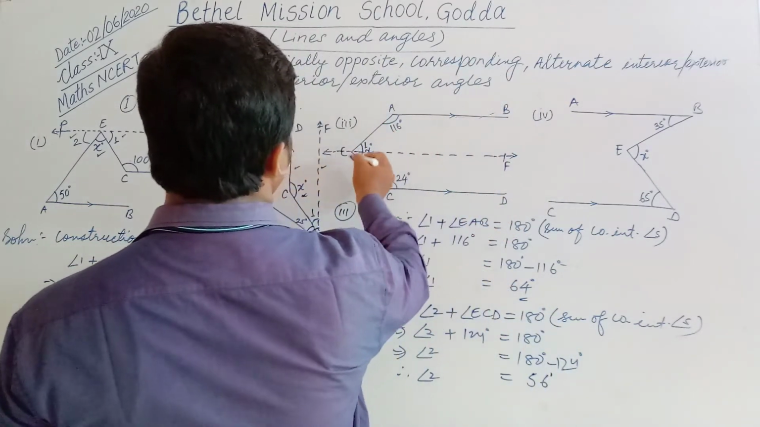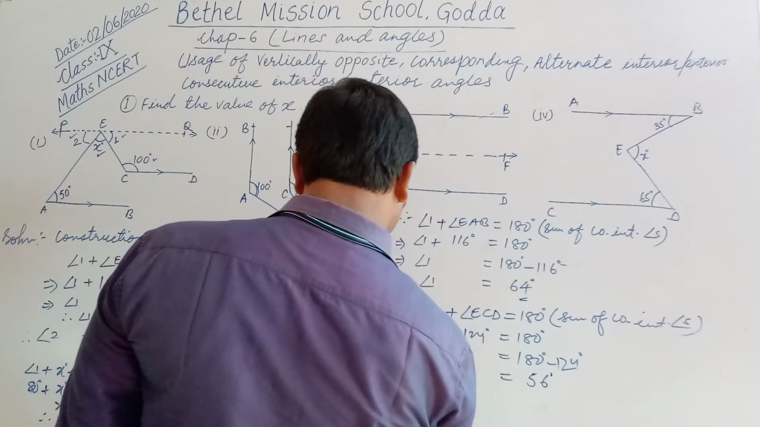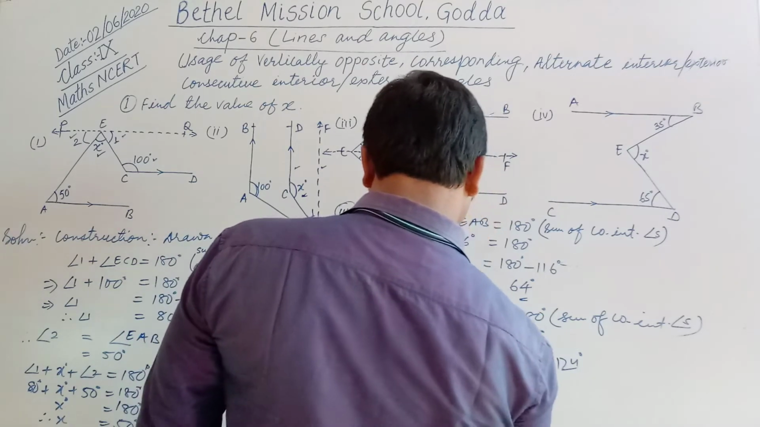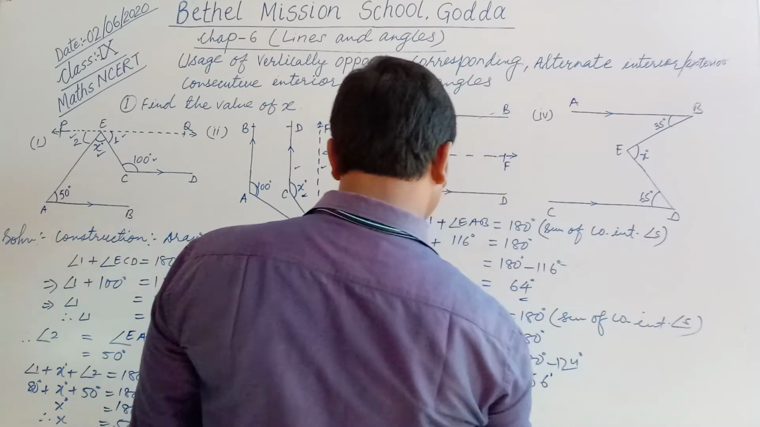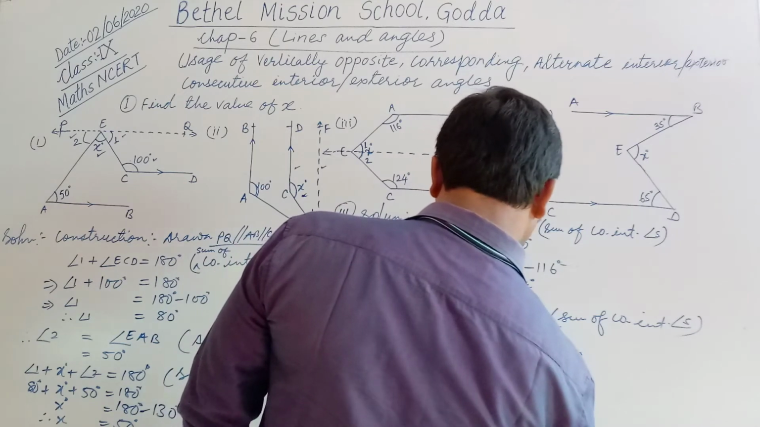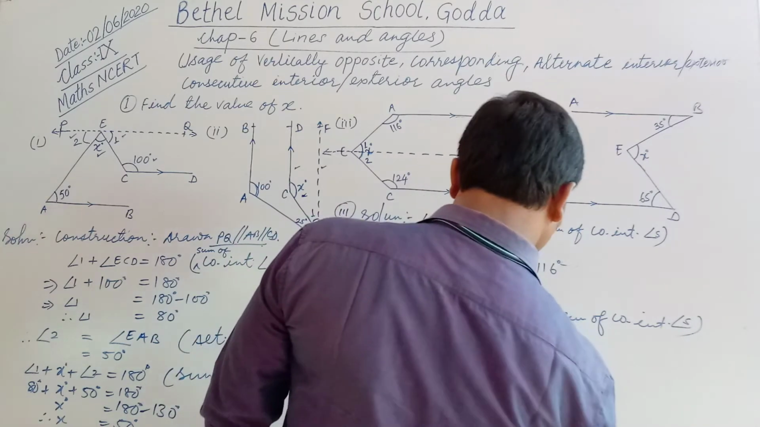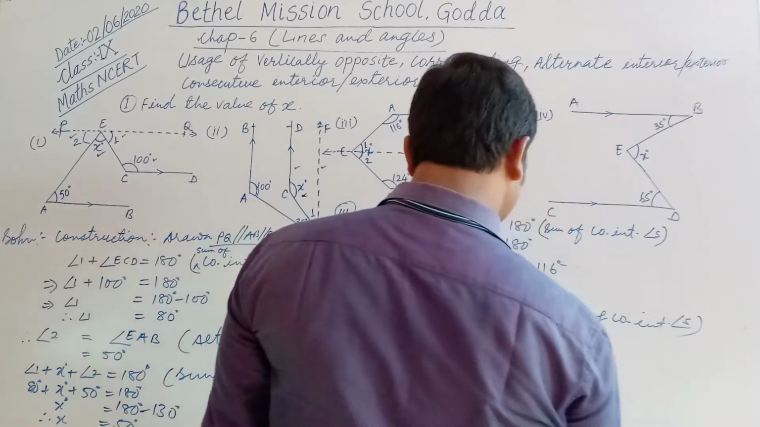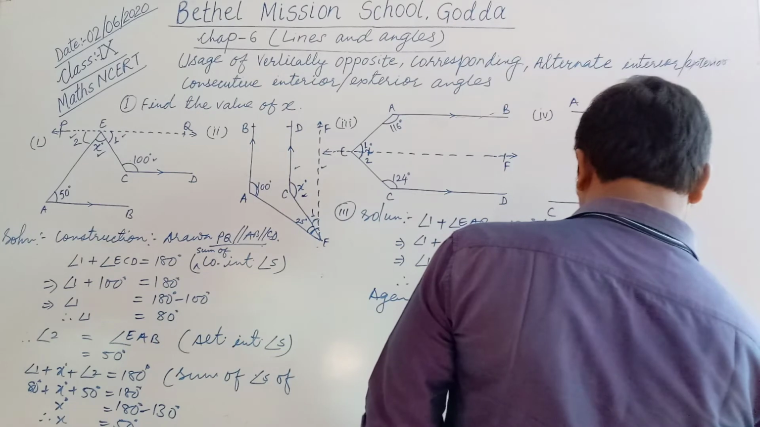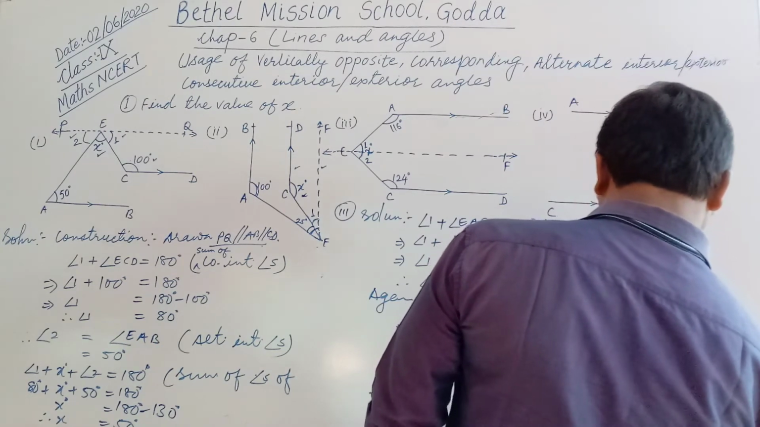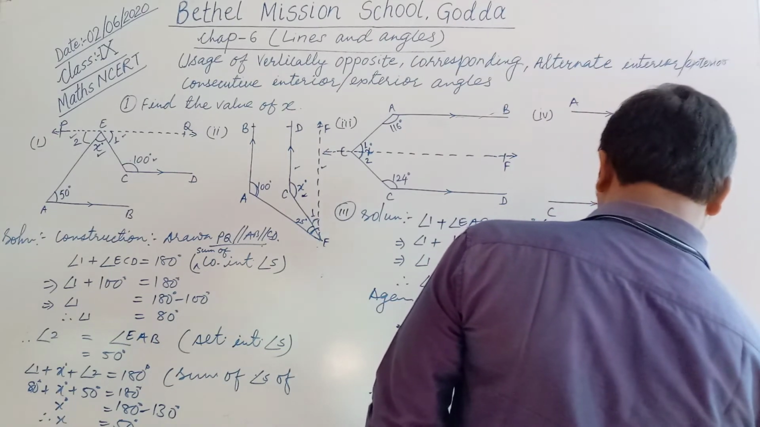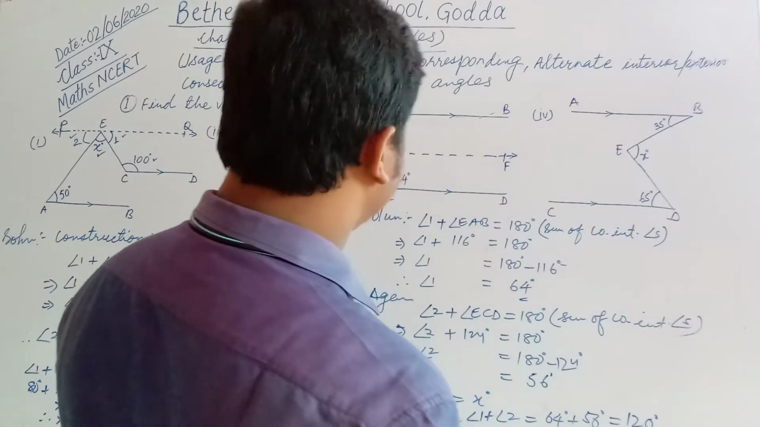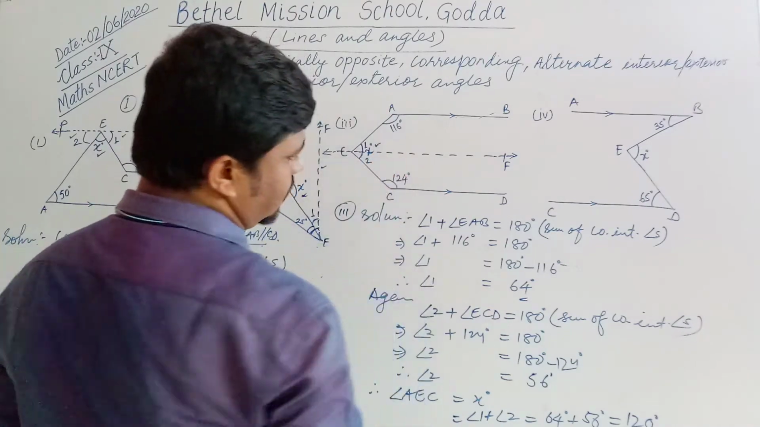Now we will find angle AEC. Therefore, angle AEC equal to x degrees, and x degrees is equal to angle 1 plus angle 2. Angle 1 is 64 degrees and angle 2 is 56 degrees, and both are equal to 120 degrees. So 120 degrees is the value of x.